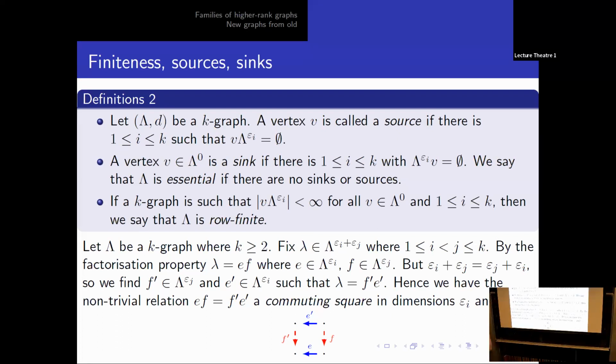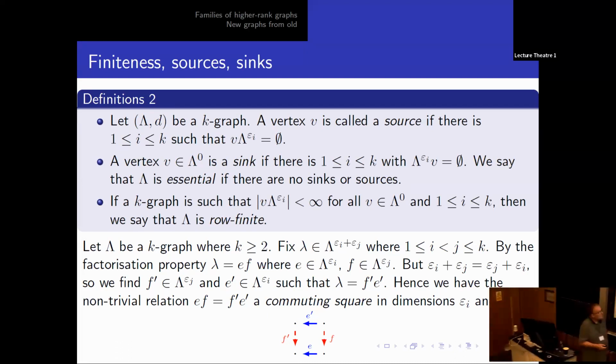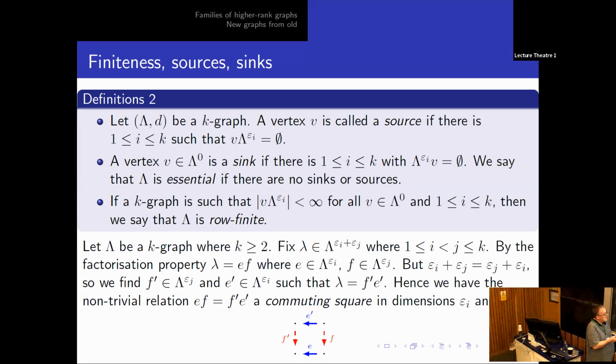Okay, the finite, and again, I think this has been pointed out in previous lectures. Because of the factorization property, if you've got a morphism of degree e_i plus e_j, you can factorize it in two ways, because e_i plus e_j can be written as e_j plus e_i. So you can factorize a given morphism as ef in one way and f'e' in another way, where the degrees have swapped places in factorization. And so naturally you get a lot of commuting squares in your higher rank graph.